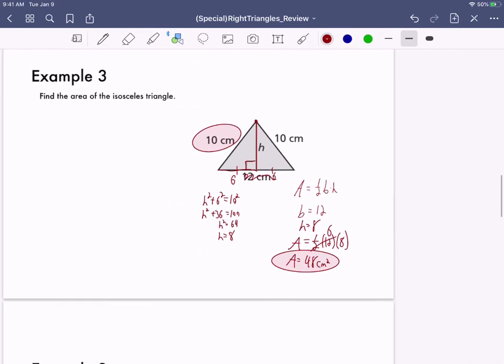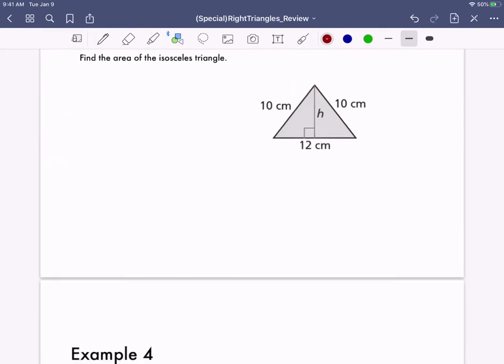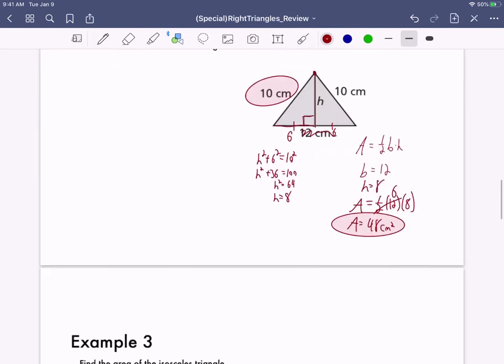Okay. Fun application. Sorry I didn't tell you to pause the video. Hopefully you did. All right, moving on. Oh, look at that. Duplicated problem.